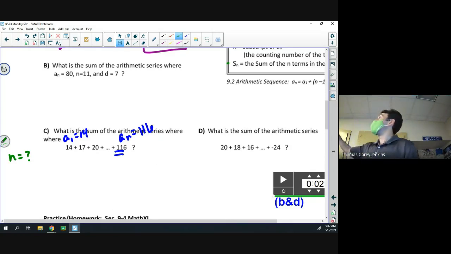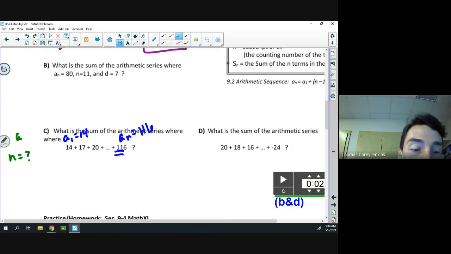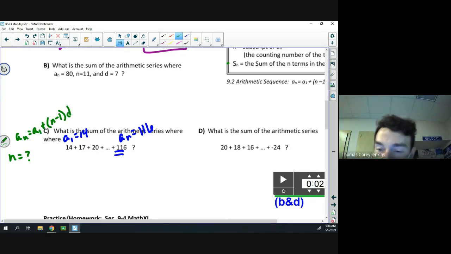Okay, so we think back to our arithmetic sequence formula. Our key formula there is a sub n equals a sub 1 plus the quantity n minus 1 times d. So we're going to use that to find n. So what's my common difference in this series? What am I counting by? 3, right? So we have to see that d equals 3.